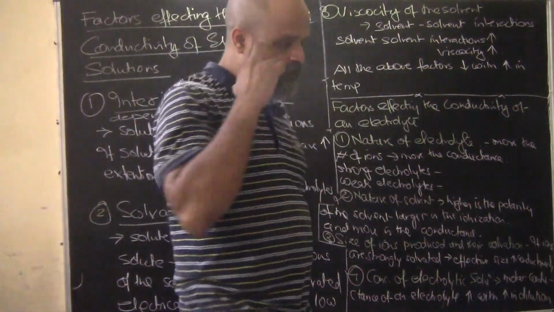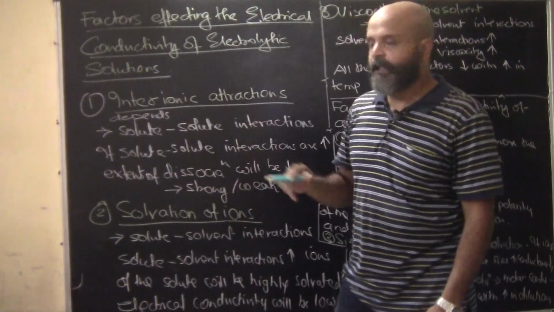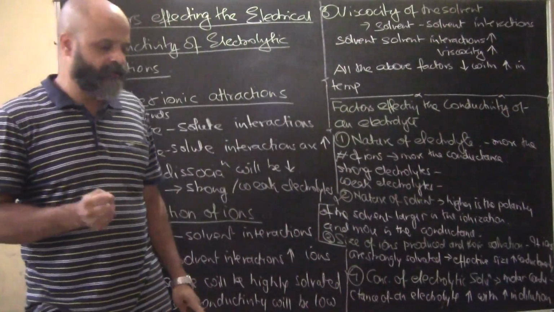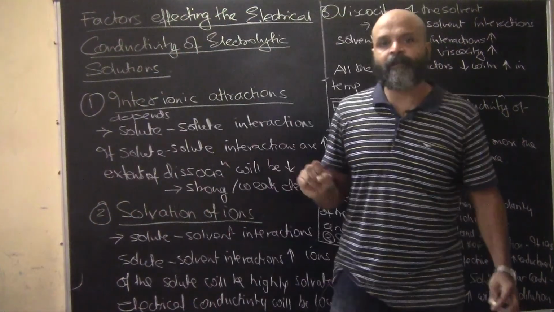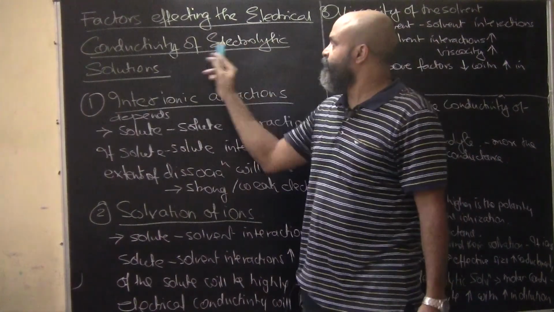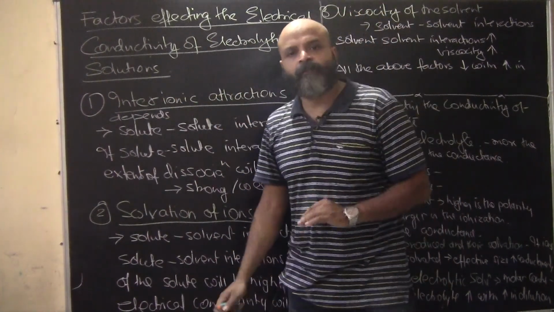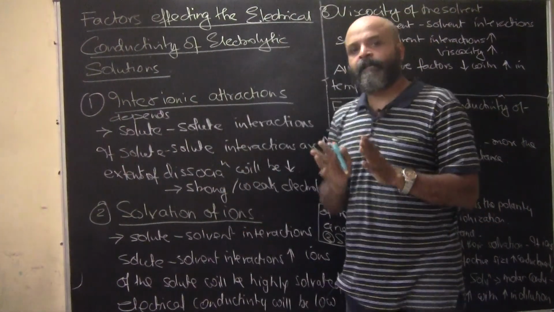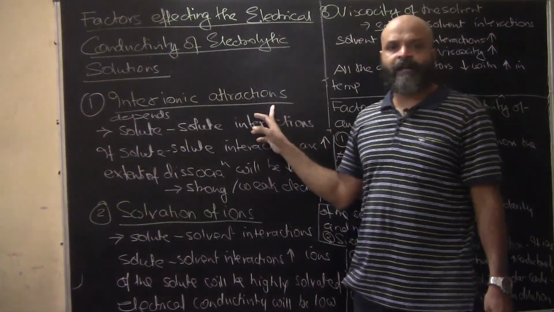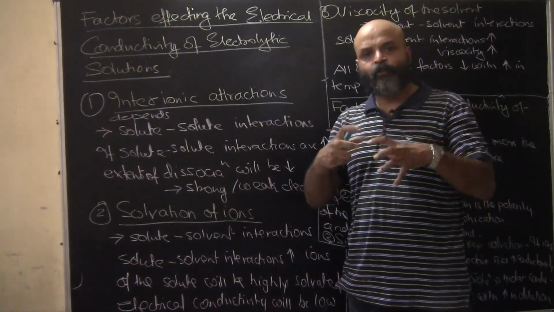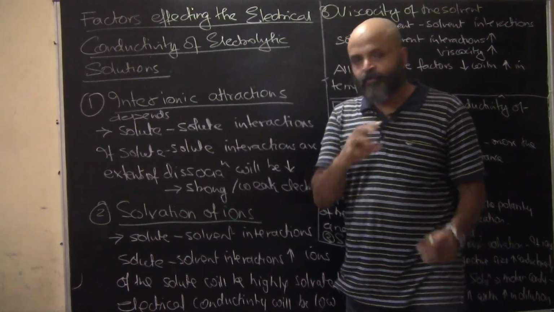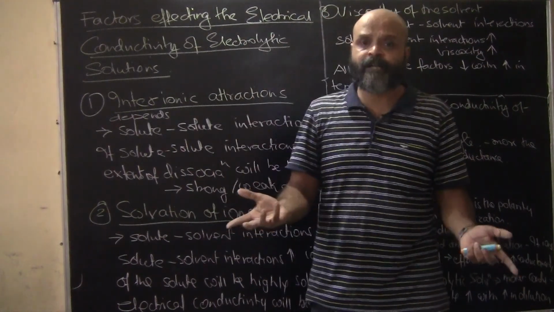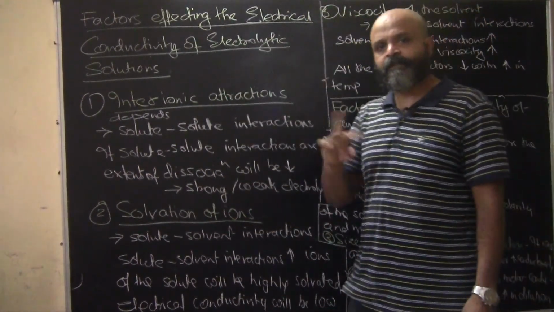We'll continue with more on electrochemistry, and the factors which influence the conductivity of electrolytes. Factors affecting the electrical conductivity of electrolytic solutions: when we have electrolytic solutions, there is a certain amount of conductivity, and that is based on certain factors. First, interionic attractions. When solute particles are dissolving in a solvent, there can be solute-solute interactions, solvent-solvent interactions, and solute-solvent interactions as well.